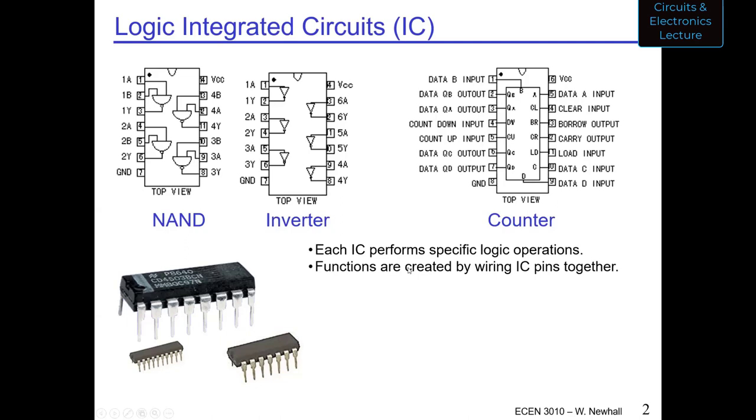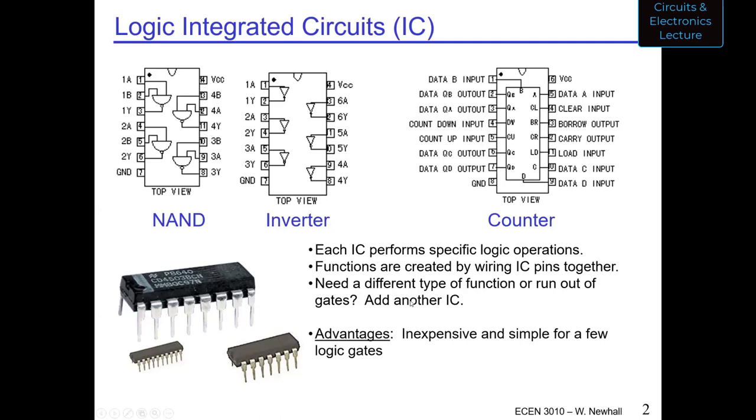If you need a different type of logic function, or you run out of gates on your current chip, then you have to add another IC. So if you've used 4 NAND gates and you need another NAND gate, you have to add another chip to your circuit. So it gets bigger. The advantages are they're inexpensive chips and pretty simple to use for just a few logic gates. If you have 4, 5, 6 logic gates to implement a function, this would be good to use.